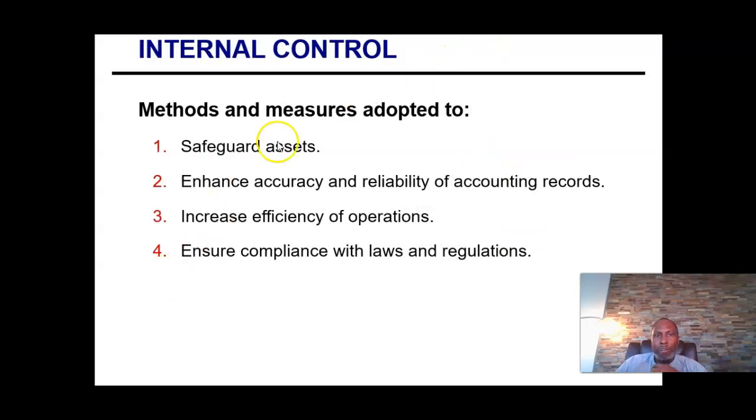So internal controls, these are methods and measures adopted, so we're really talking about policies and procedures put in place to safeguard the company's assets, to ensure that we have accurate and reliable accounting records, to increase the efficiency of operations, and to ensure compliance with laws and regulations. So when companies put these procedures and policies in place, again, they're put in place in order to safeguard the company's assets, make sure we have accurate, reliable accounting records, to make sure we're operating efficiently and that we're in compliance with laws and regulations.